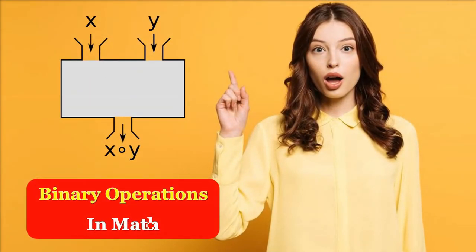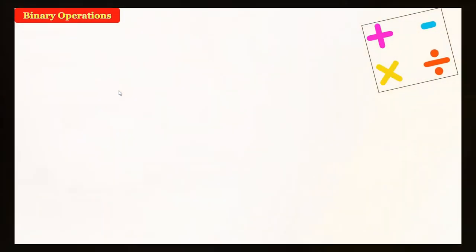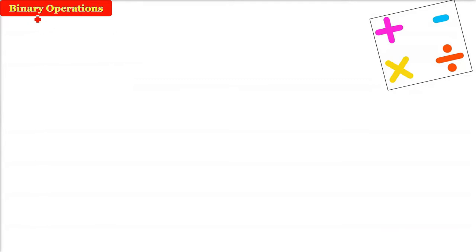What are binary operations in mathematics? The first thing is, what are binary operations? We will try to understand the words first. Binary consists of "bi" and "nary". Bi means two. So that means in binary, there will be two values, two operands actually, and they will operate, there will be a certain operation.